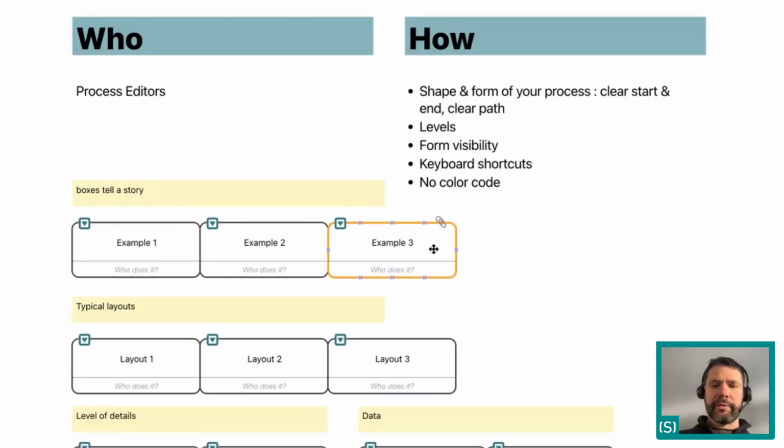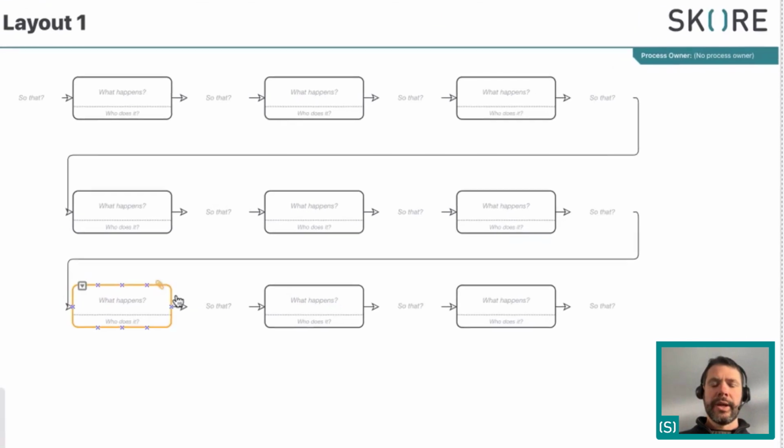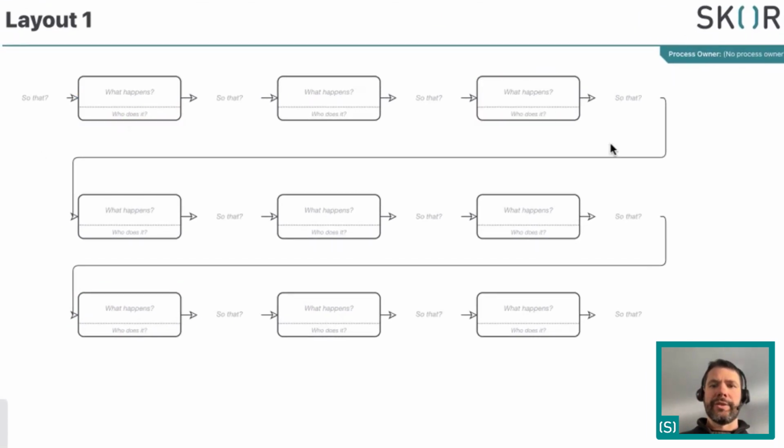So that was content without just the boxes. Now, typical layouts. This view, starting from the top left and mapping from left to right, top to bottom, is the most readable way of mapping a process, we find. It's just the natural way in which we map processes in Western culture.